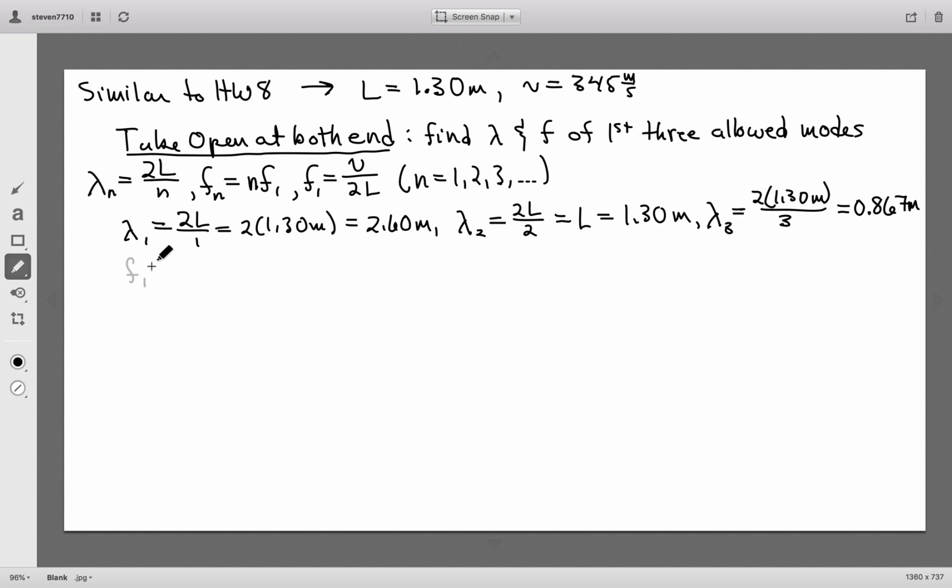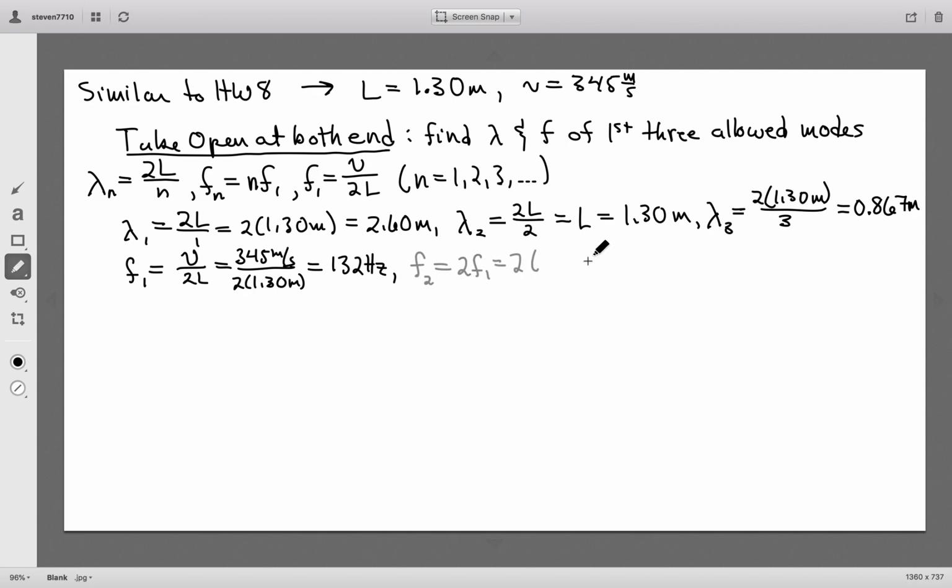All right, what about the frequencies? The fundamental is V over 2L. That's 345 meters per second over 2 times 1.30. Do the math, and you should find about 132 hertz. Now you could go ahead and say F3 is 3V over 2L, but it's just easier knowing the fundamental. Let's do F2 first. It's just 2 times F1.